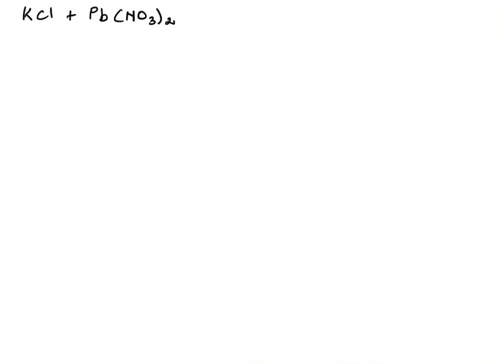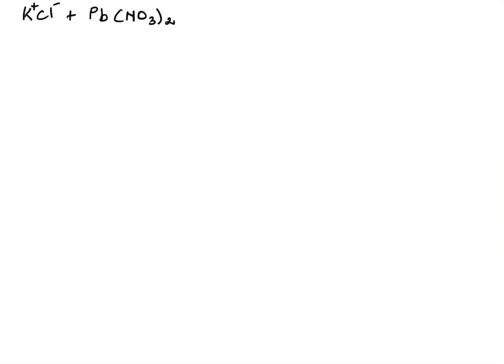Now we have two compounds, KCl plus lead nitrate. So the first thing that we have to do is identify the cation and anion. So here we can just write down on the top K+ and Cl-. K is the cation, that is, potassium is the cation and chlorine is the anion.